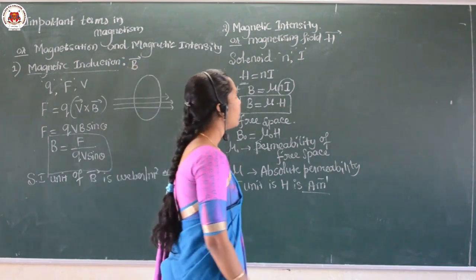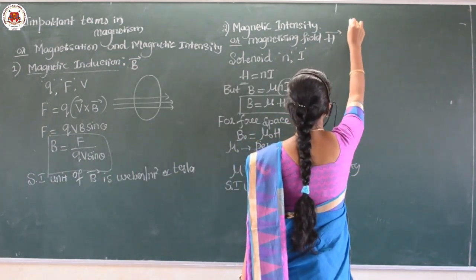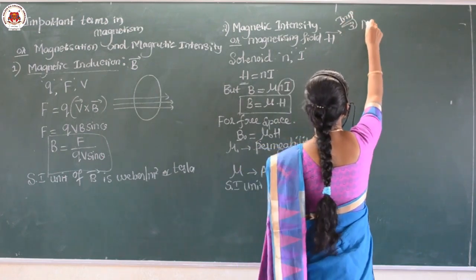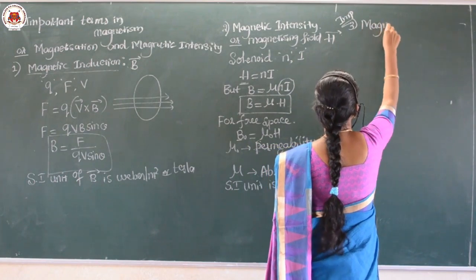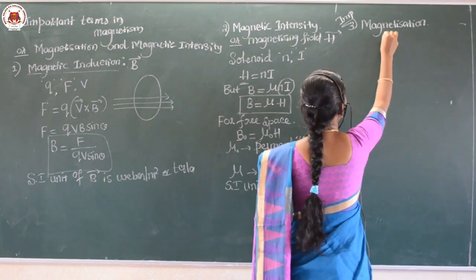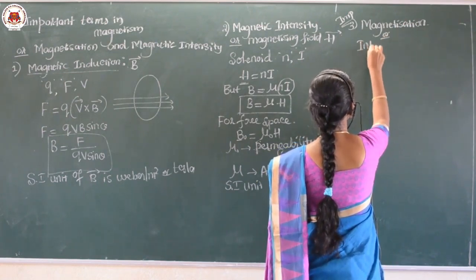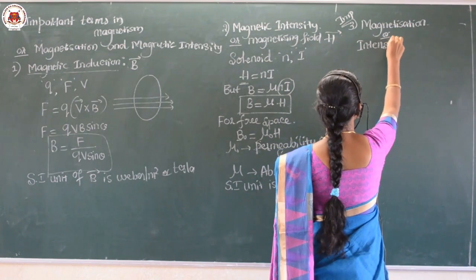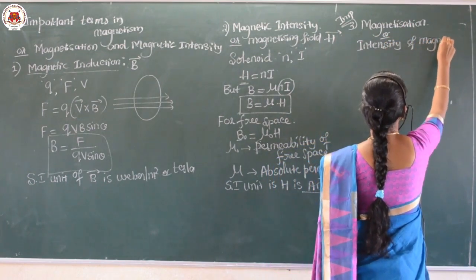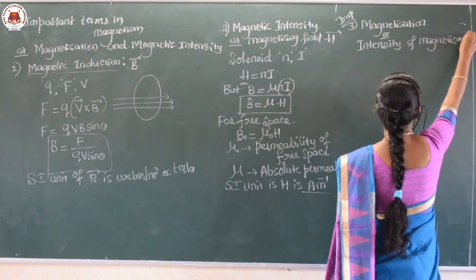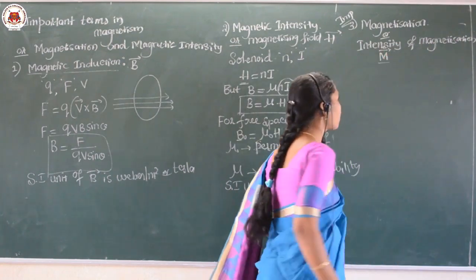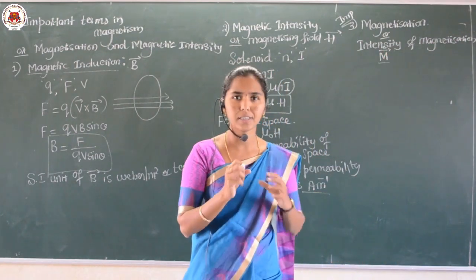Then moving to the next one, that is important. This is asked twice in your annual examination. Define magnetization, or it is also called intensity of magnetization. This is represented by a letter M. What actually does magnetization mean?